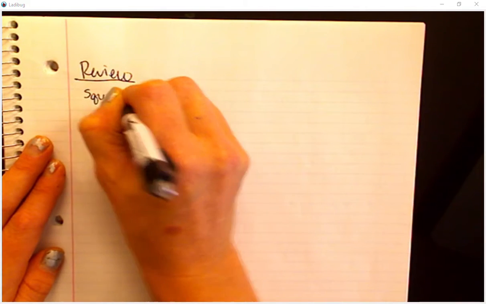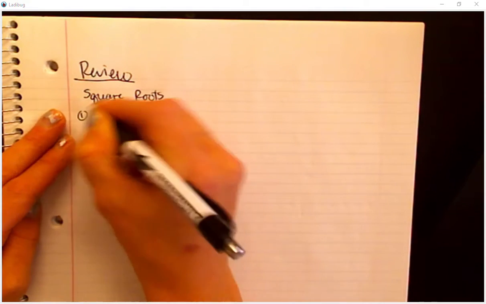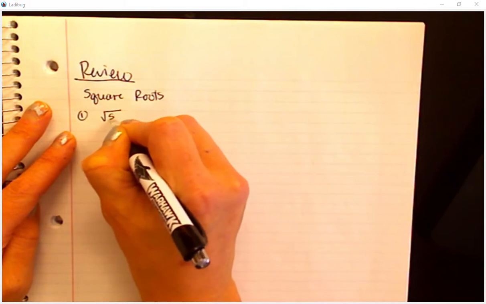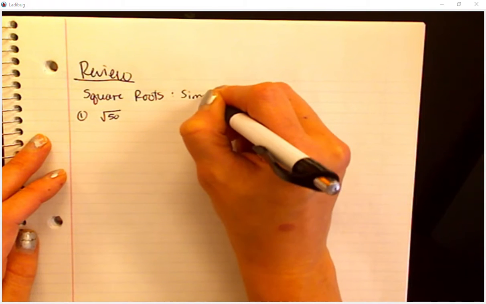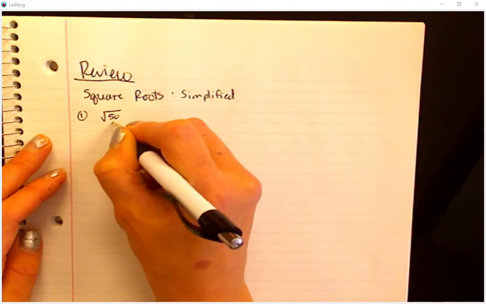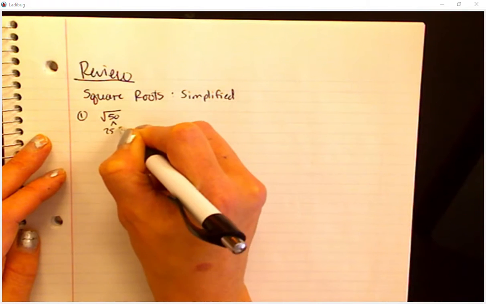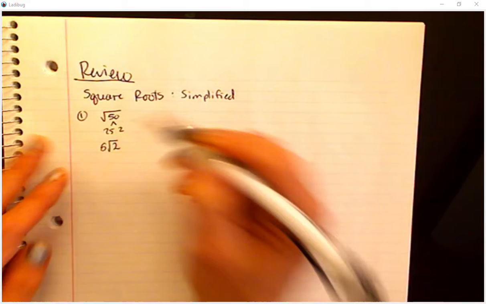Okay, so we're going to look at square roots, and we're just going to do it by example. Okay, square root of 50, completely simplified. The perfect square is 25, and so we're going to write this as 5 root 2.